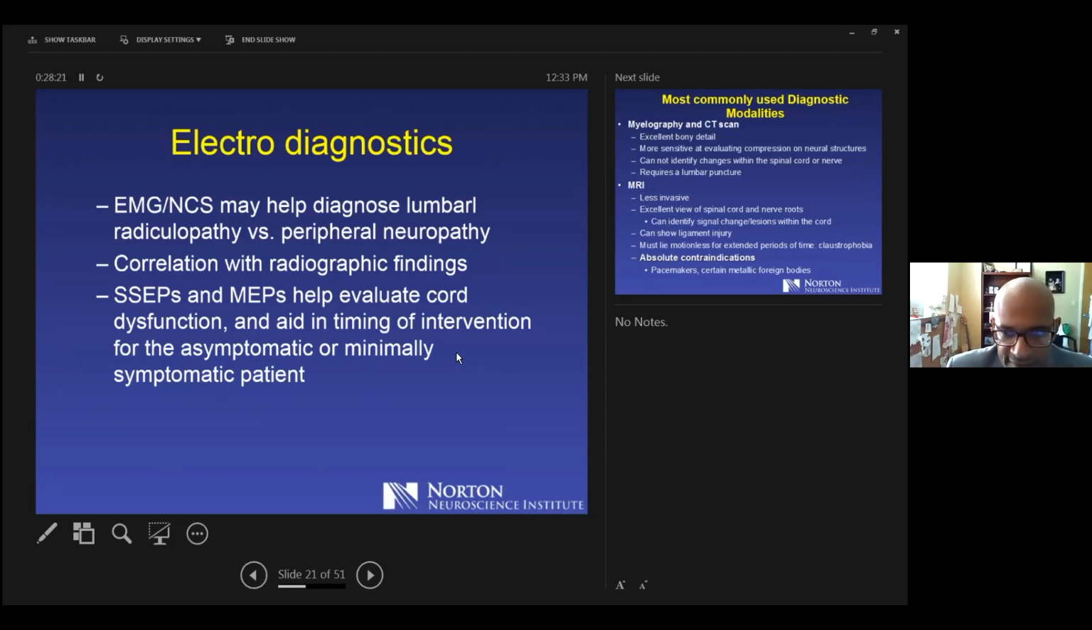You can correlate these to your imaging. So if you get an L5 problem on EMG, you can then look at your MRI and say, well, yeah, the nerve going out at the L5-S1 is a problem, or the nerve going by the L4-5 level is a problem. They can also help you identify cord problems and dysfunction, and it can speed or delay timing of those things.